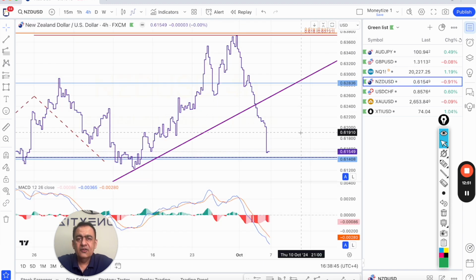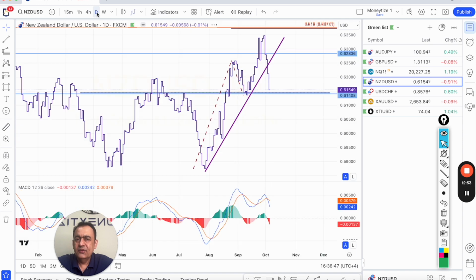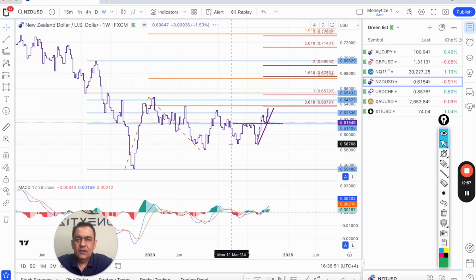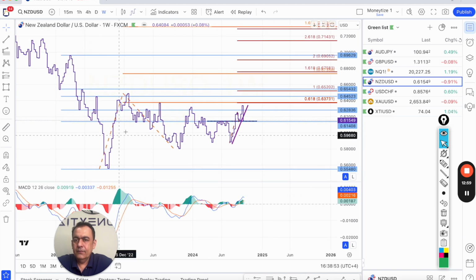Going to the next instrument, New Zealand dollar versus US dollar. Now here I need to go back to the weekly chart. So what I've done here, I'll quickly explain. I've applied Fib extension on the weekly bullish ABC. This is the first Fib extension. Then I've applied the next Fib extension on the recent bullish cycle. And we got the magnetic resistance zone here, and this is around 0.6373.